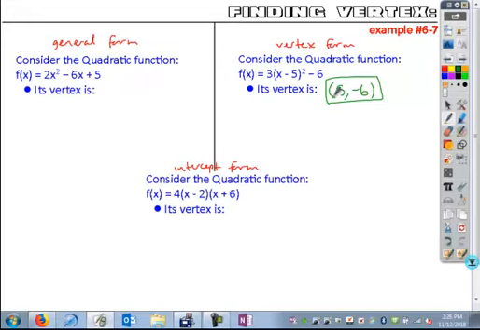Because the vertex is actually between the two of these. For this one, the x-coordinate of the vertex is found by taking the average of your two intercepts. So the two intercepts are the values of x that give you a 0 here. So if you take the average of 2 and -6, that is the x-coordinate. Right? And so here, if you combine those, you get -4 over 2, which is -2. Okay, so there's your x-coordinate.